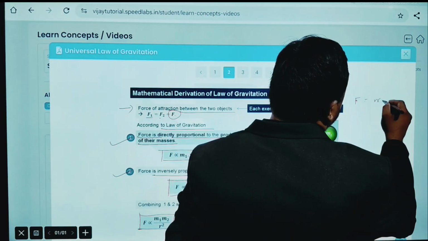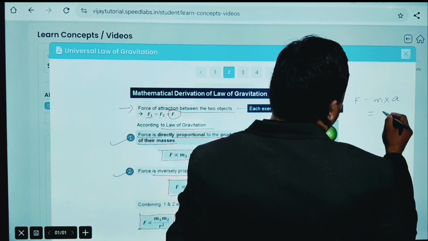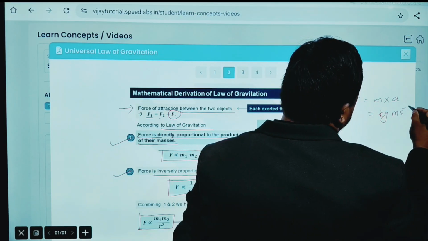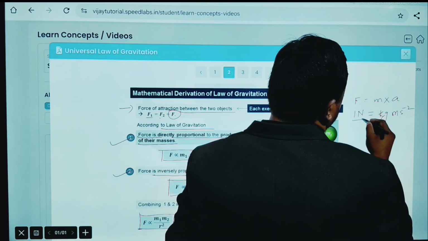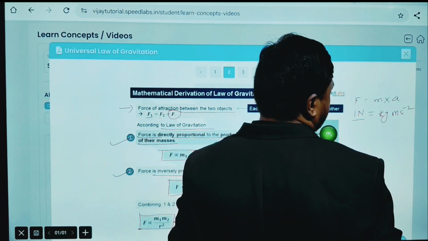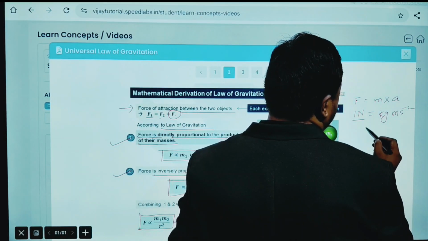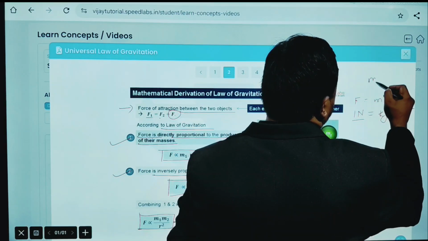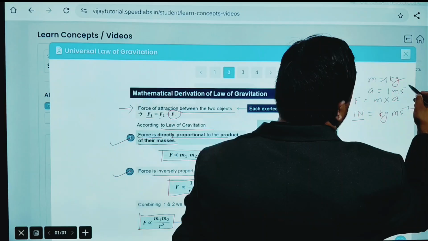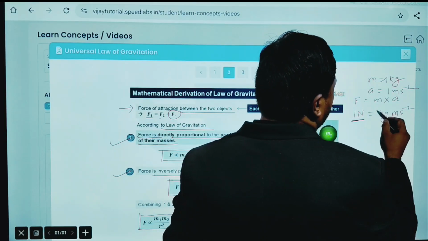Force is nothing but mass into acceleration. Yes or no? So mass is in kg and acceleration is in meter per second square. So this is 1 Newton force, if the mass is 1 kg and acceleration is 1 meter per second square. Okay, so we can say if you take the mass as 1 kg and the acceleration as 1 meter per second square, this is 1 Newton. Yes or no? 1 Newton.